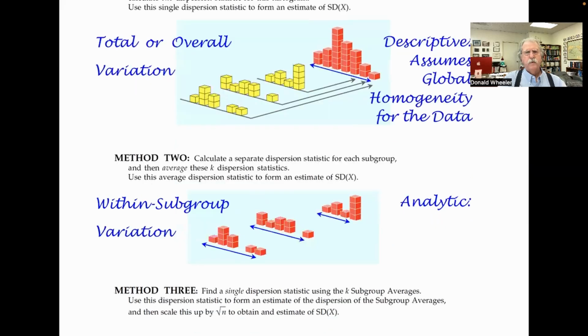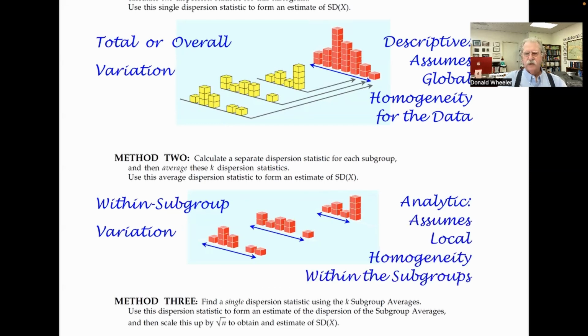Method 2 is the within subgroup variation. It is analytic. Whenever we're trying to separate the probable noise from the potential signals, we use method 2. Method 2's assumption is that the data assumes local homogeneity within the subgroups, that the subgroups are homogeneous internally.